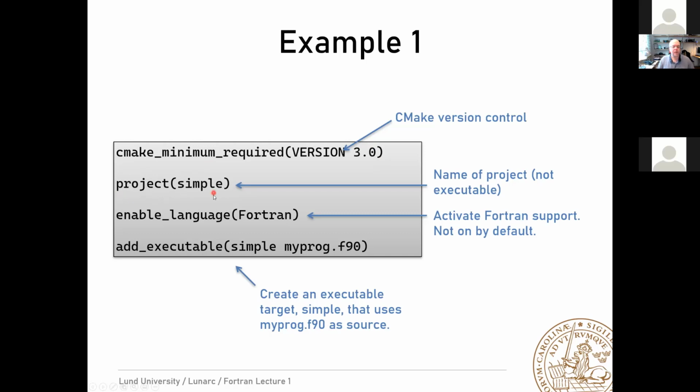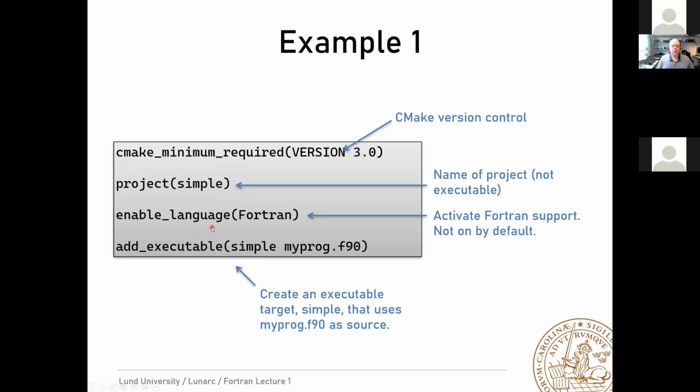Then you specify the name of your project. And that is not the name of the executable. A CMake file can contain multiple different targets, so you can have an executable and libraries, all built using a single CMake file.